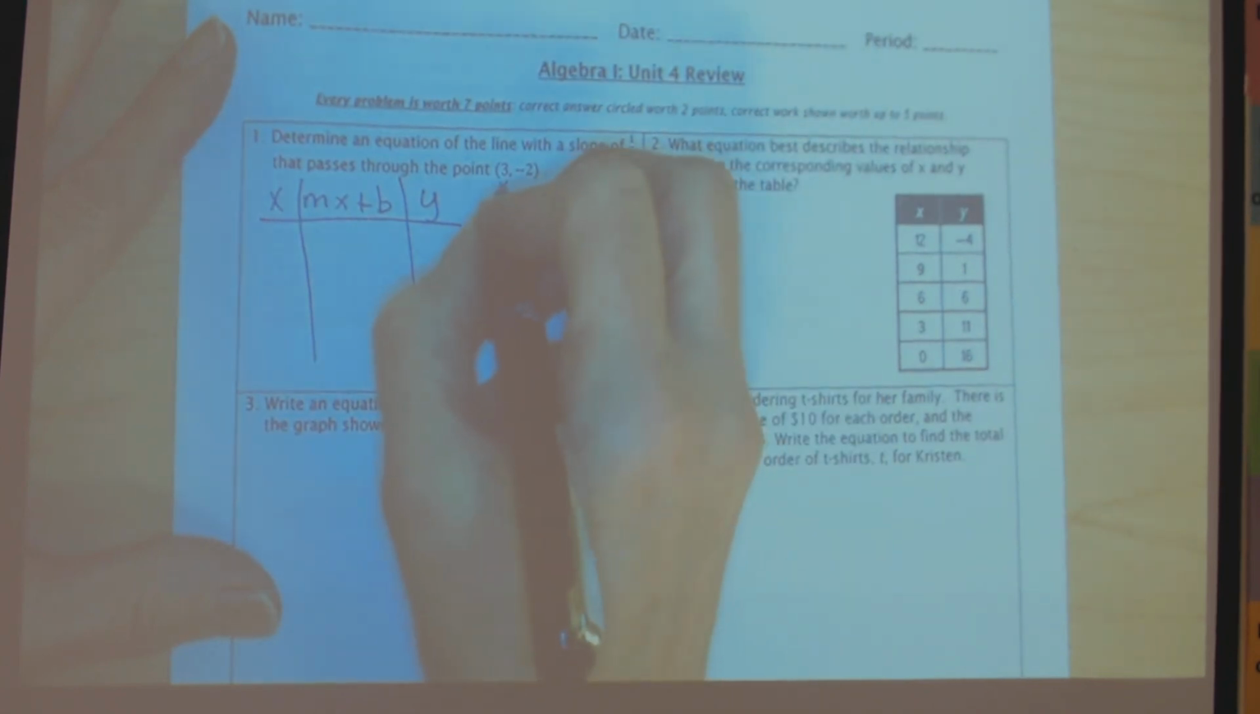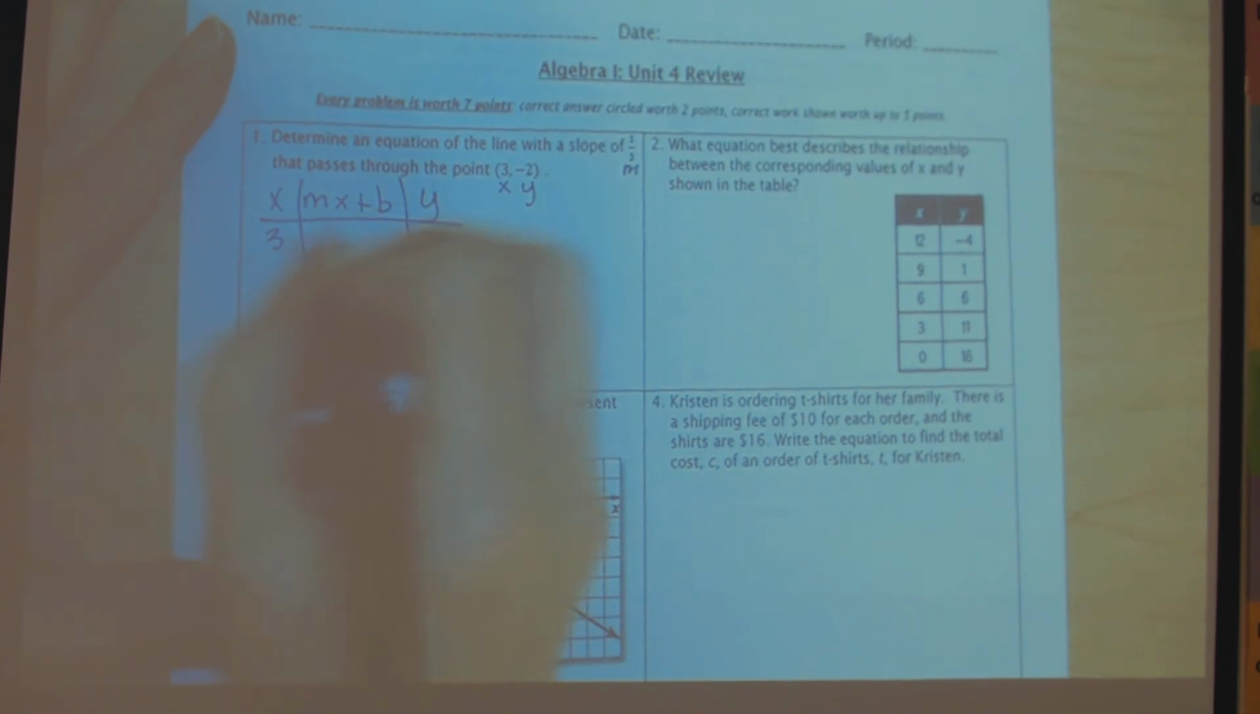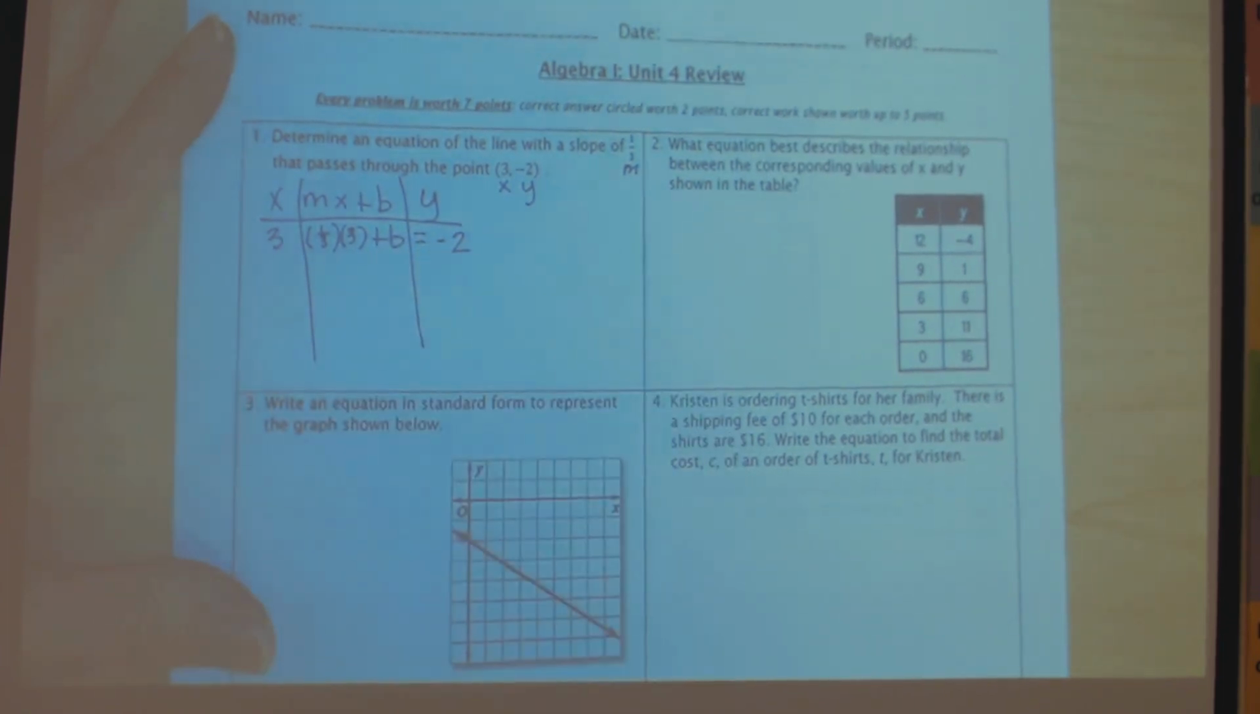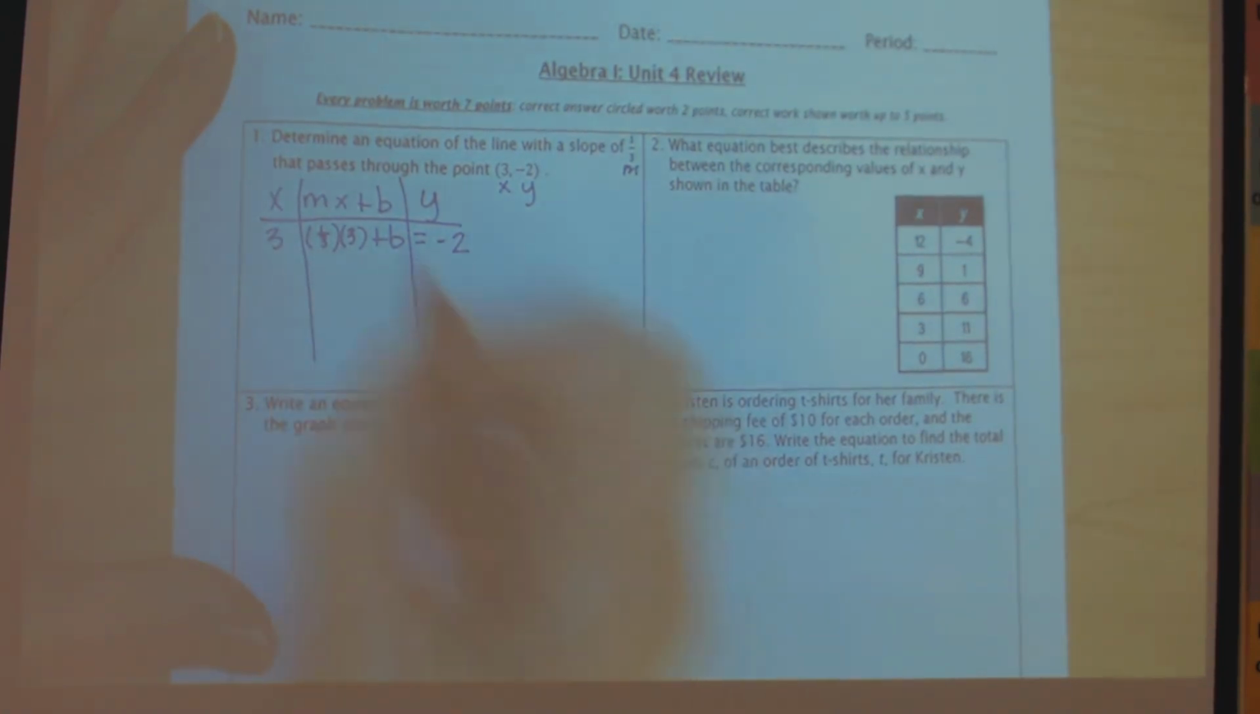Remember, this is where we use our extended table. And then we just fill in what we know. We know that this is m, this is x, this is y. So we said that x was a 3. So the slope is 1/3. X is 3. We do not know what the y-intercept is, but we do know that y is -2. So we just solve this equation here for b.